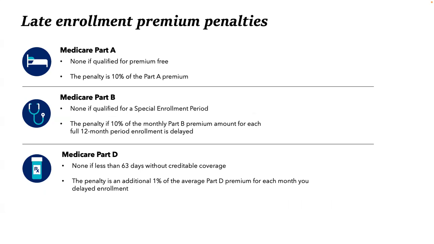The penalty for this is 1% of the average Part D premium for every month you delayed enrollment. For example, if you went a total of 10 months without drug coverage, you would pay a 10% penalty every single month for the rest of your life. It does add up quickly, and I encourage everyone to make sure that they do everything they can to avoid this penalty.